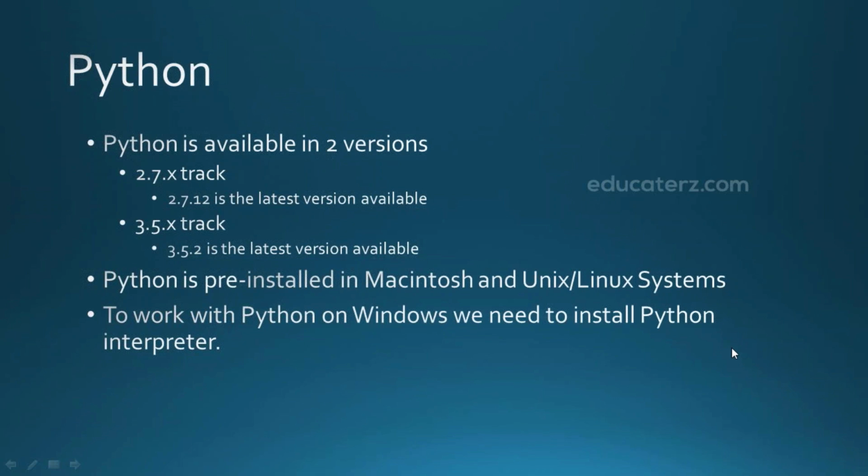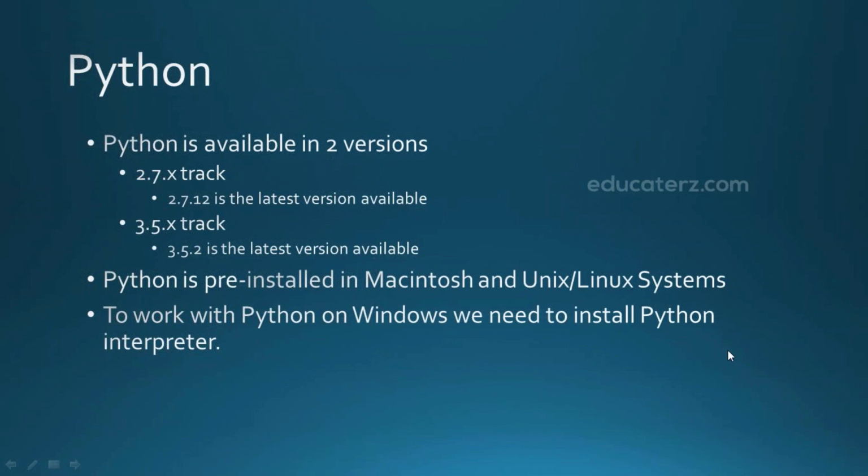If you are working on Macintosh, that is a Mac operating system, or on Unix or Unix-like systems, and Linux or Linux-like systems such as Ubuntu, CentOS, or any other operating system, then you need not bother about the installation of Python. Python is pre-installed in these machines, and in Mac OS Python is already available. Whenever you are working on a Windows operating system, you need to install the Python interpreter or the Python software in order to execute your Python code.